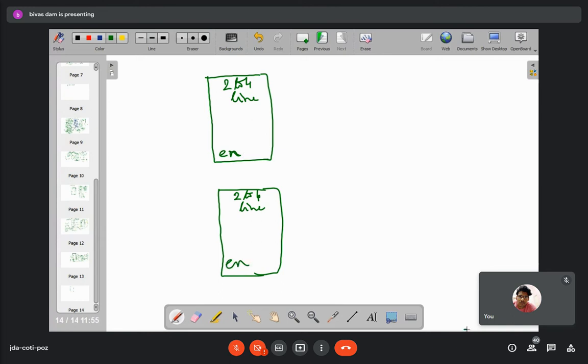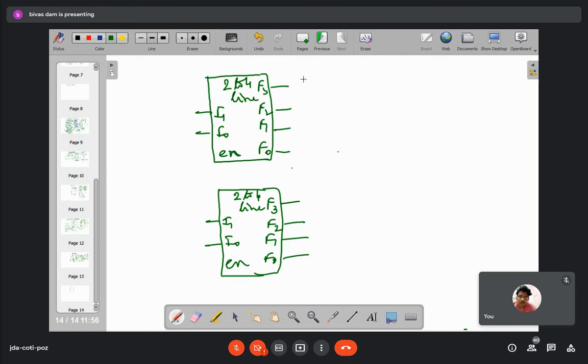How many primary inputs should be there in each 2 to 4 line decoder? 2, so they are termed I1, I0. Here also I1, I0. How many outputs should be there in each 2 to 4 line decoder? 4 output lines: F3, F2, F1 and F0.